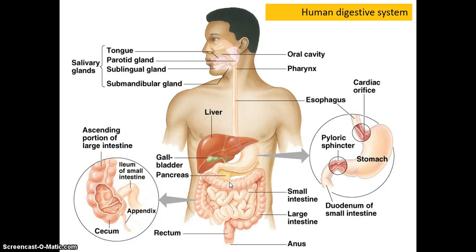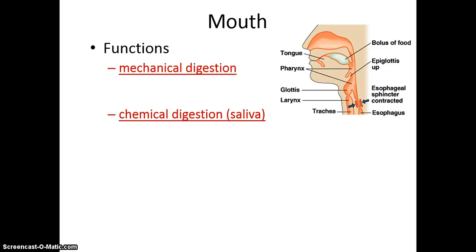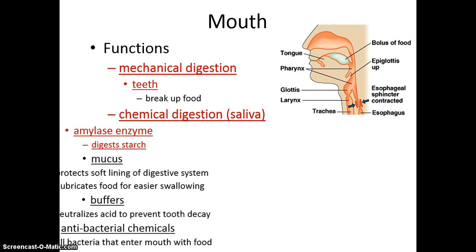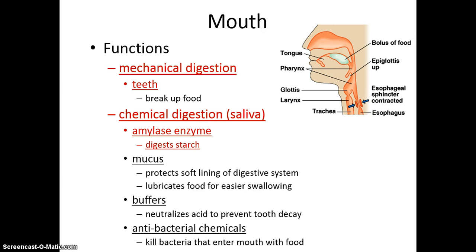So we're going to start at the beginning and work our way down, and we'll come back to this diagram as we go. So first we have the mouth. That's where digestion begins. Its main functions are going to be mechanical digestion, so breaking your food up into smaller pieces. Your teeth and tongue are very important for that. And then chemical digestion starts here too. Your saliva actually contains all of this stuff. So you have amylase, which begins digestion of starches.